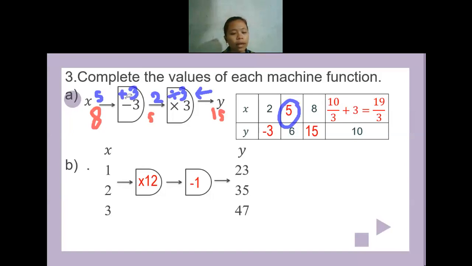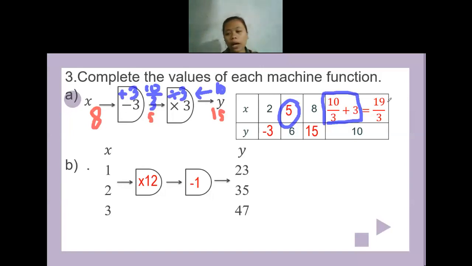So 10 divided by 3, because we have to go from the back. 10 cannot be divided by 3 evenly, so you can keep it as a fraction. 10 over 3 like this is also fine. Then the opposite of negative is plus, so 10 over 3 plus 3. This is the answer. If you don't want to leave it like that, you can simplify them by making the same denominator.